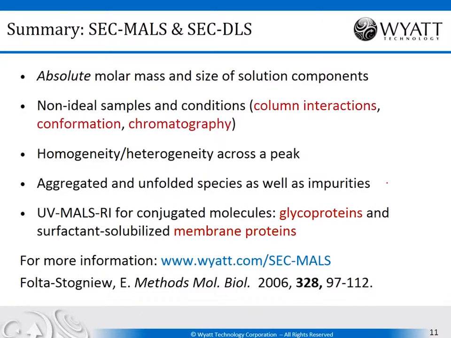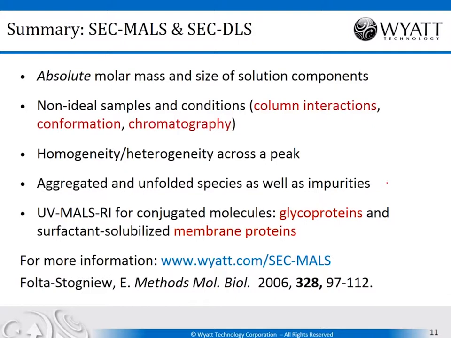So quickly to summarize what we can do with SEC-MALS and SEC-DLS, these provide the absolute molar mass and size of the solution components. They're really important for non-ideal samples and conditions, samples that aren't described well by the standard protein calibration material, which interact differently with the column than the standard globular proteins of different conformations, or where chromatography may not be very reproducible, or your column may be aging, and you won't notice it unless you actually do a recalibration. These will give us the degree of homogeneity and heterogeneity across the peak, and tell us about aggregated and unfolded species as well as impurities.